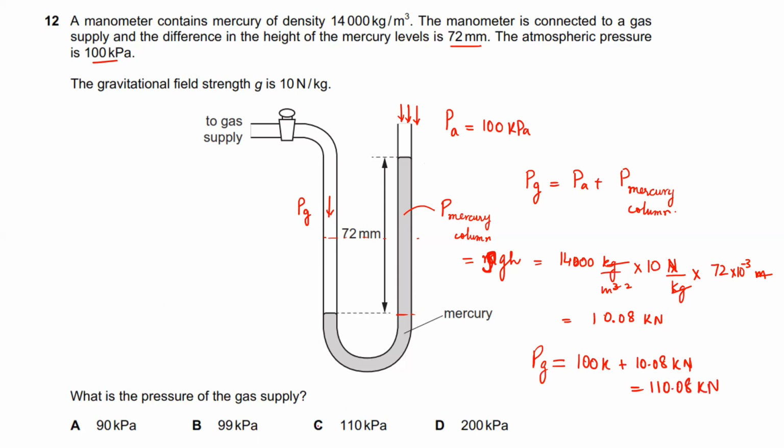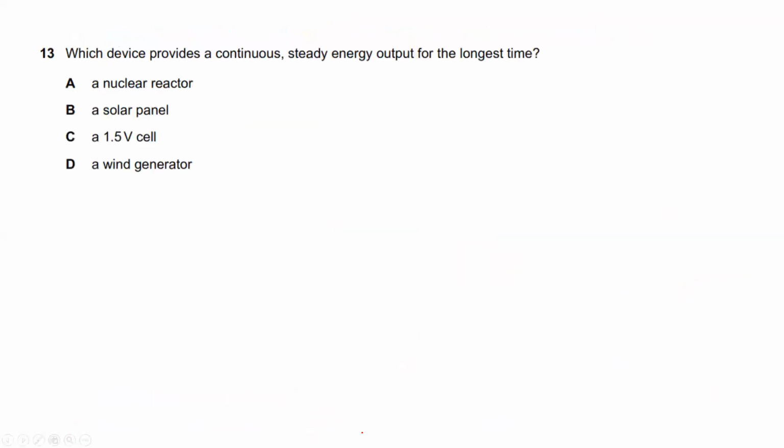So if we see the choices given, answer C will be the best choice we have. Next question says, which device provides a continuous steady energy output for the longest time?